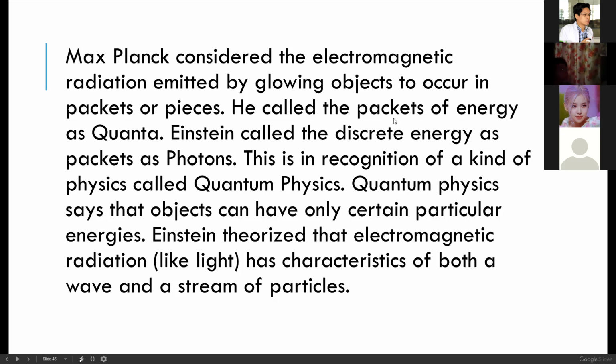Do you have any questions so far? This is in recognition of the quantum physics. The quantum physics came from this, from quanta and photons. Okay? Quantum physics says that objects can have certain particular energies. Einstein theorized that electromagnetic radiation like light has the characteristics of both a wave and a stream of particles. So again, the role of Heinrich Hertz there, he actually discovered the frequencies of these electromagnetic waves.